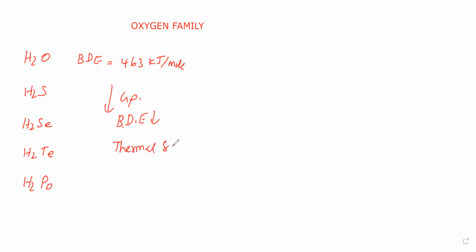Bond dissociation energy decreases means easily dissociating. Therefore, thermal stability decreases, in the sense they are giving hydrogen easily. Therefore, reducing nature increases. Down the group, bond dissociation energy decreases, that means easily dissociating, so stability decreases. But easily dissociating means easily giving hydrogen for reduction. Therefore, reducing nature increases. Then we will see the acid dissociation constant.